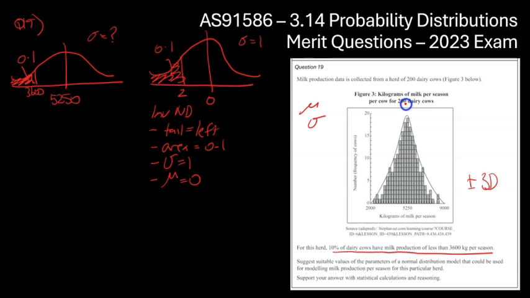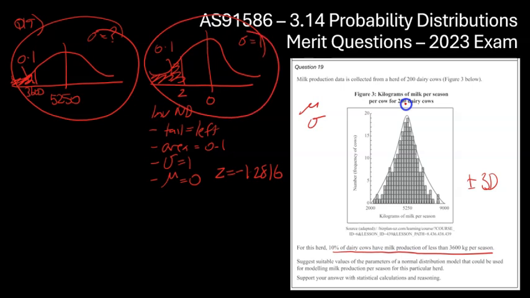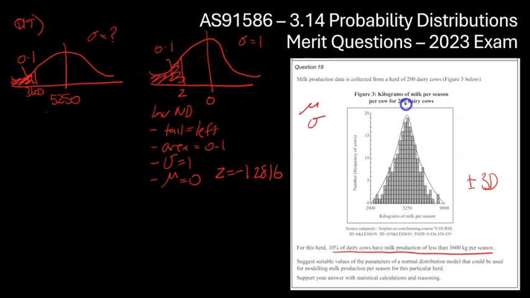So when you plug that into your graphics calculator, you're going to get a Z value of negative 1.2816. So if you don't know how to plug that in and you need help figuring that out, let me know. I'm pretty sure I made a video about it and I can try to find that for you. So I've got my Z value. The next step is, you've got your normal graph, you've got your standardized graph. You can now write down the Z formula.